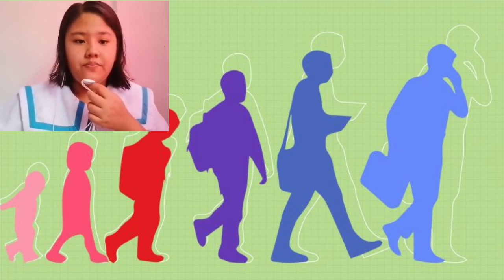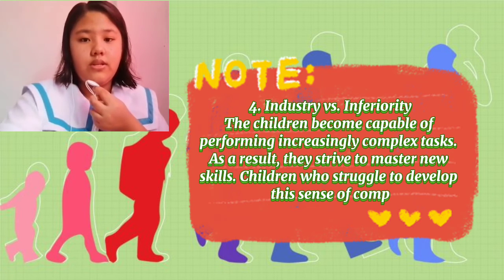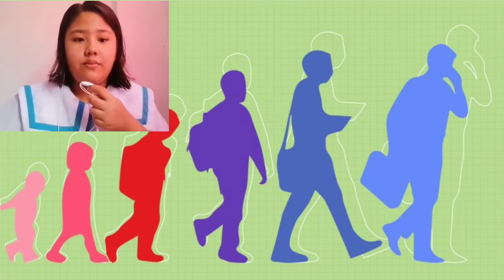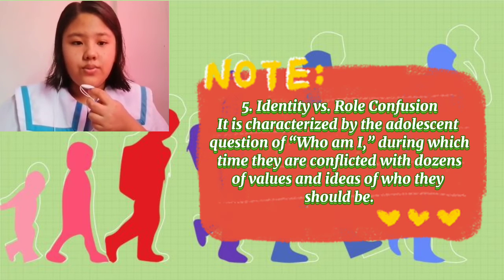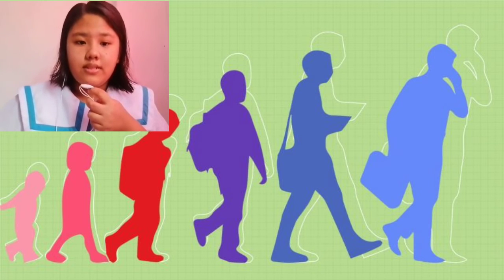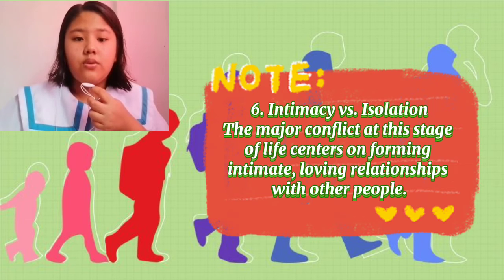Let's not forget number 4, industry versus inferiority. This happens during 5 to 13 years old. Next is number 5, identity versus role confusion. This happens between 13 to 21 years old. We have number 6, intimacy versus isolation. This usually happens during 21 to 39 years old.